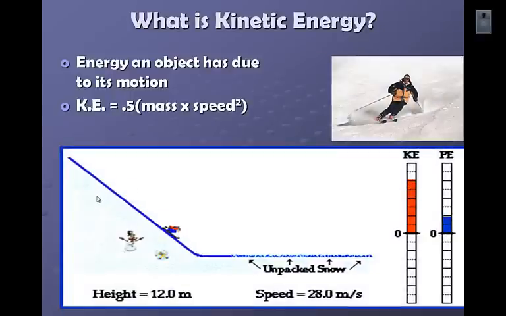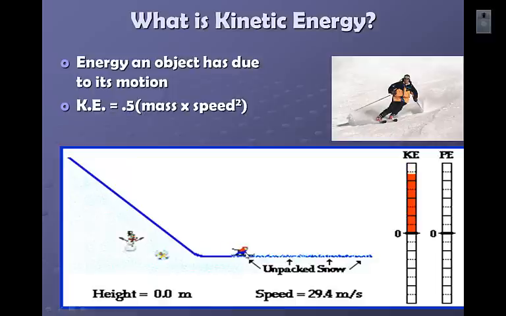All right, so let's check out our skier. Same thing. Its highest point of potential energy is going to be up here until it finally comes to a stop. So here it's full of potential energy. It's high off the ground. And then it's going to change as it goes faster and faster.